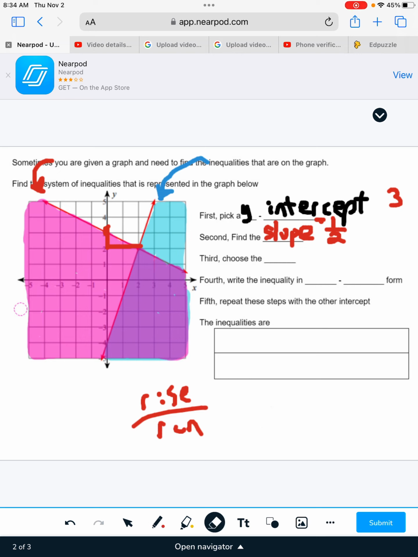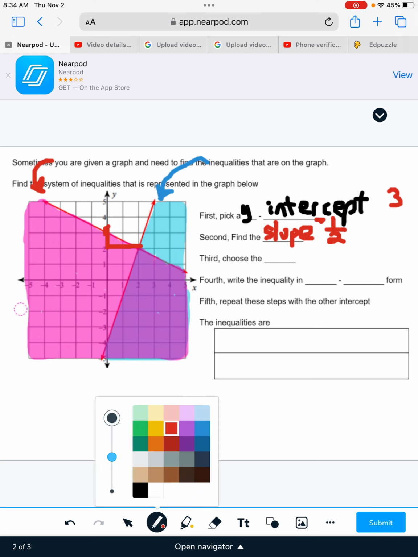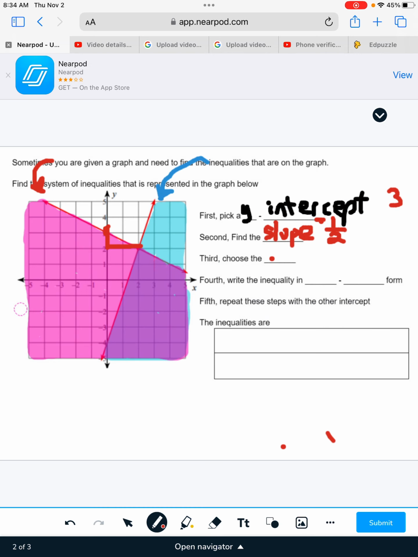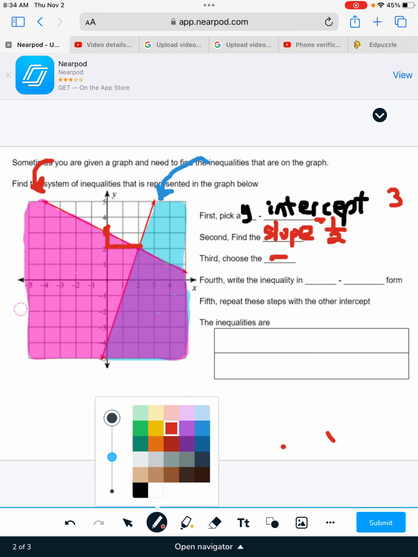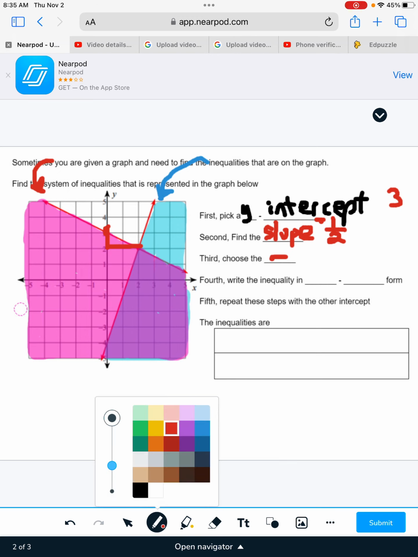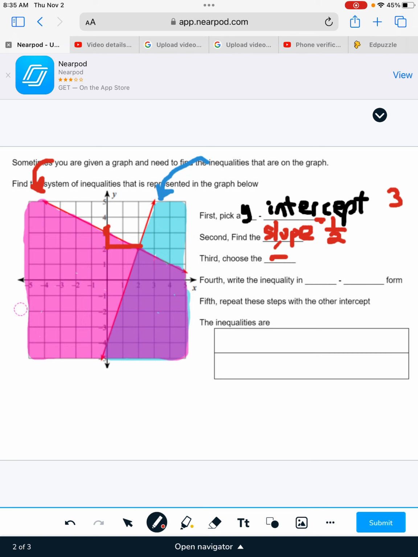Last but not least, I need to choose the sign, which means I need to go into a little more detail on what the shading looks like, as well as the style of the line. This means we're looking for dashed lines, dotted lines, or a solid line. In this case, I see it's solid, so I know we're going to be using the or equal to part. We just need to know if this is going to be greater than or equal to or less than or equal to, and that goes back to the shading. We are shading below that line. That means we are going to use less than or equal to on this inequality.